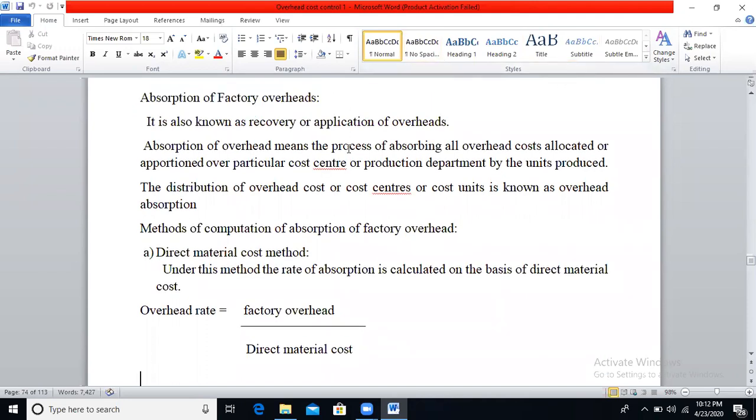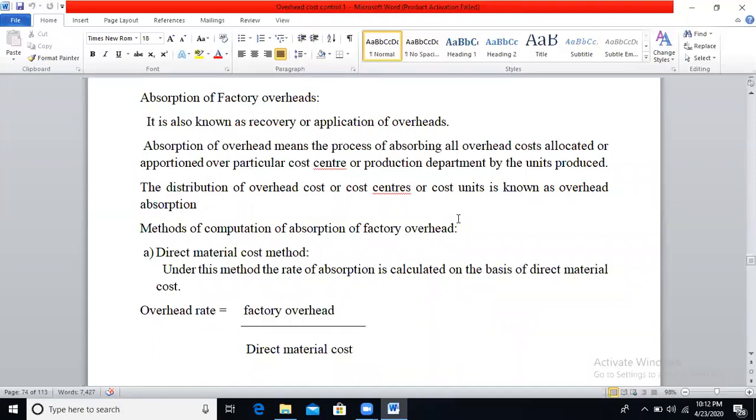Absorption of overhead means the process of absorbing all overhead cost allocated or apportioned over a particular cost center or production department by the units produced. Here, you will absorb whatever overhead cost is apportioned over the particular cost center or production department by the number of units produced. The distribution of overhead cost to cost centers or cost units is known as overhead absorption.